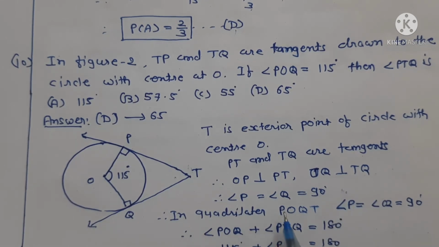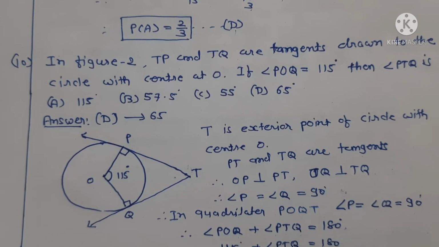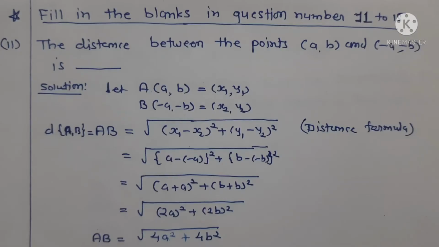Now in quadrilateral POQT, angle P equals angle Q equals 90. Therefore angle POQ plus angle PTQ equals 180. 115 degrees plus angle PTQ equals 180. Therefore angle PTQ equals 180 minus 115, changing the side of 115. Therefore angle PTQ equals 65.